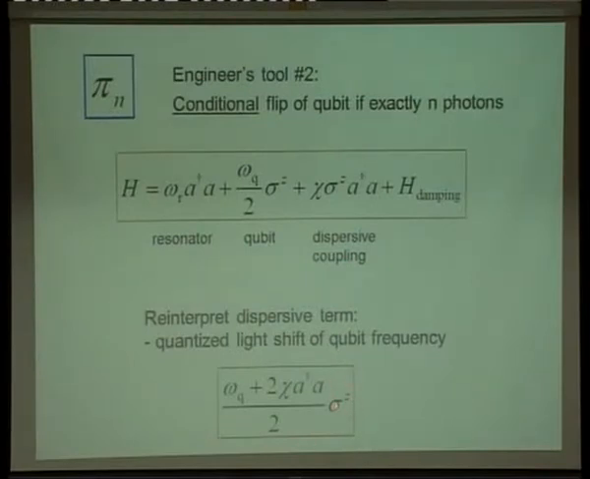So the frequency of transition of the qubit is its old value plus 2 chi times the number of photons in the cavity. And that's called the light shift of the qubit transition frequency. And by the way, stray photons entering the cavity will totally dephase the qubit through this mechanism, so we have to be careful about that.